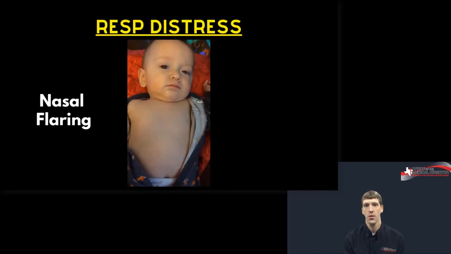Now this is another example of respiratory distress with nasal flaring. What I want you to do is focus on the nostrils on this child.